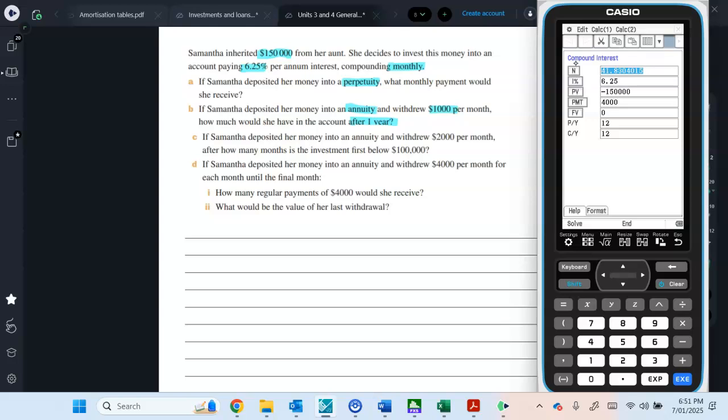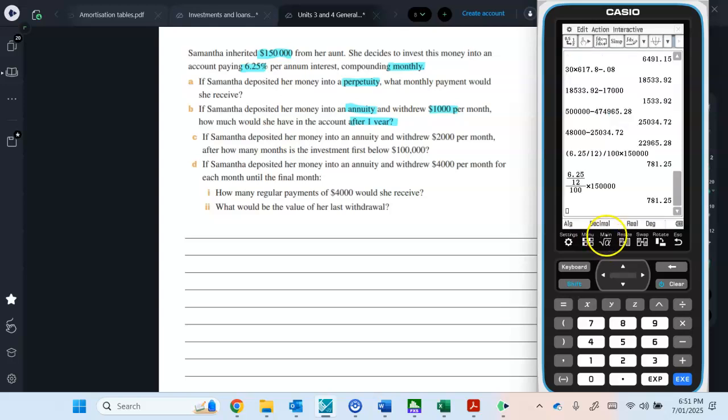What would be the value of her last withdrawal? So obviously we need to do 42, because at 41 she's still going to have some money in there. So we're going to do 42. Do your future value. So it would be 4,000 minus that amount. Now, because I have terrible memory, especially this late in the day, I'm going to copy that amount.